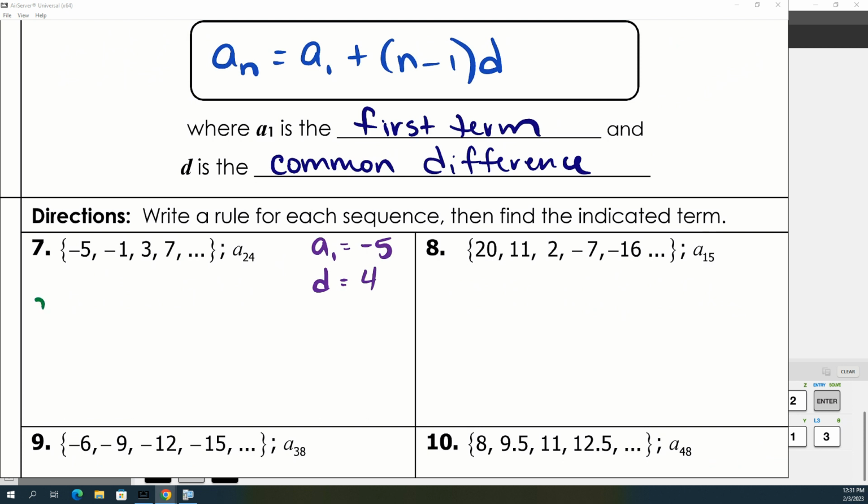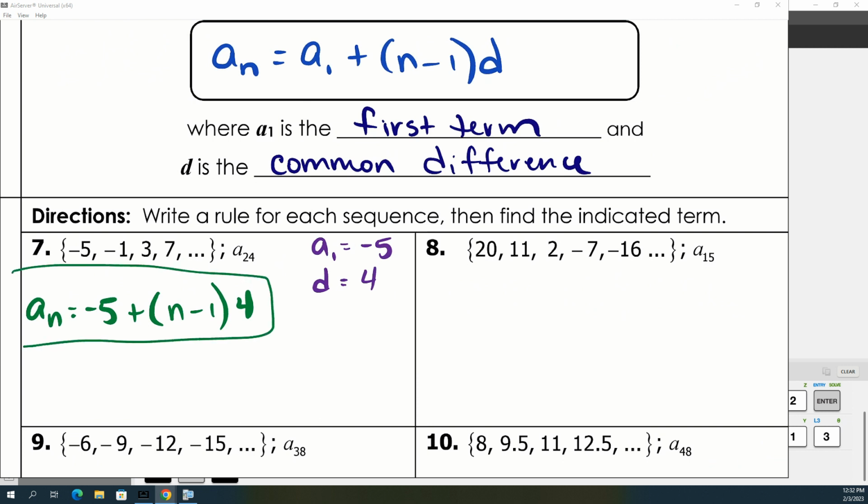So I'm going to take those two things and plug them into the formula. This -5, I'm going to put where the a sub 1 is. Right, n minus 1 just stays n minus 1. And then I'm going to take this 4 and put it where D is. All right, that is the first part of the directions. That is writing the rule for the sequence.